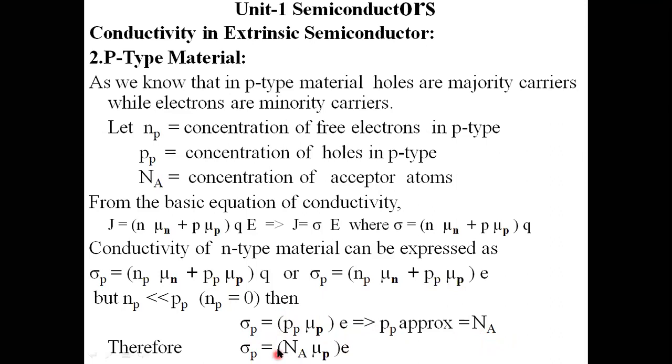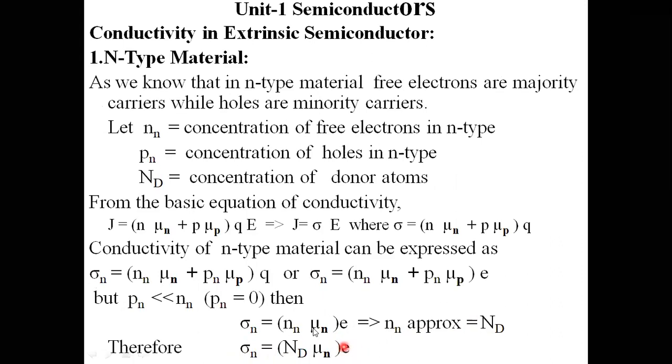Therefore, sigma p is equal to, I am replacing this Pp term by using Na: mu p into small e. This is the final equation for conductivity in p-type semiconductor material. Sigma p is equal to Na mu p into small e. These are the two terms we are going to derive for conductivity in extrinsic semiconductor material, that is n-type semiconductor material as well as p-type semiconductor material.